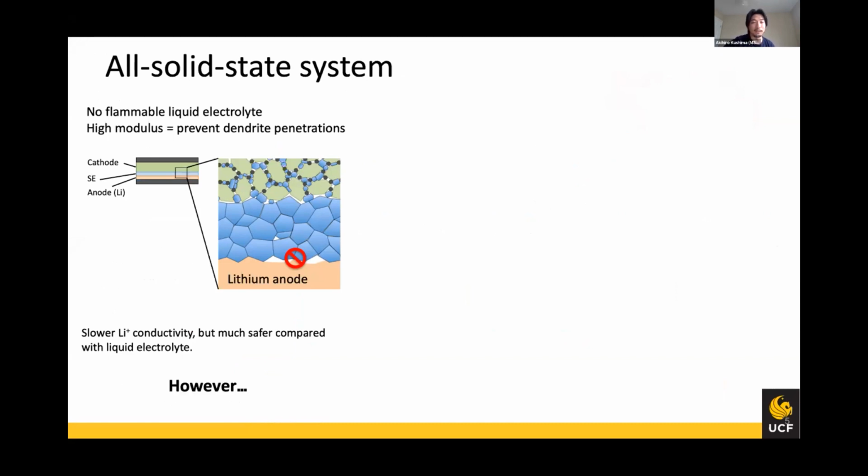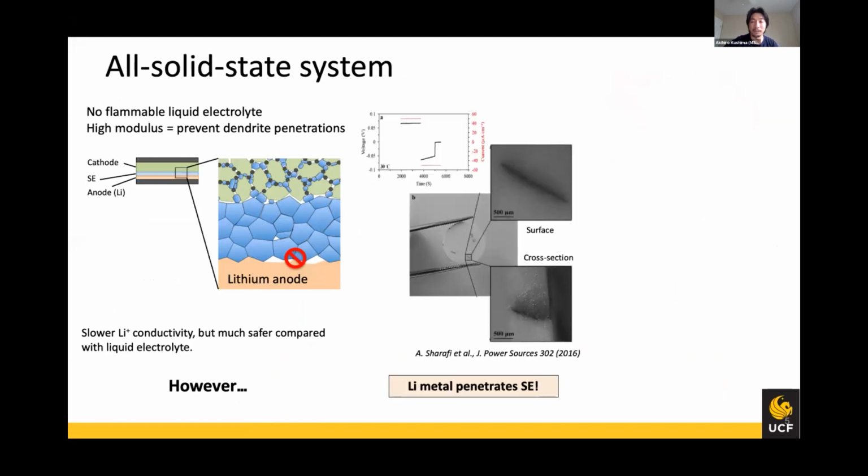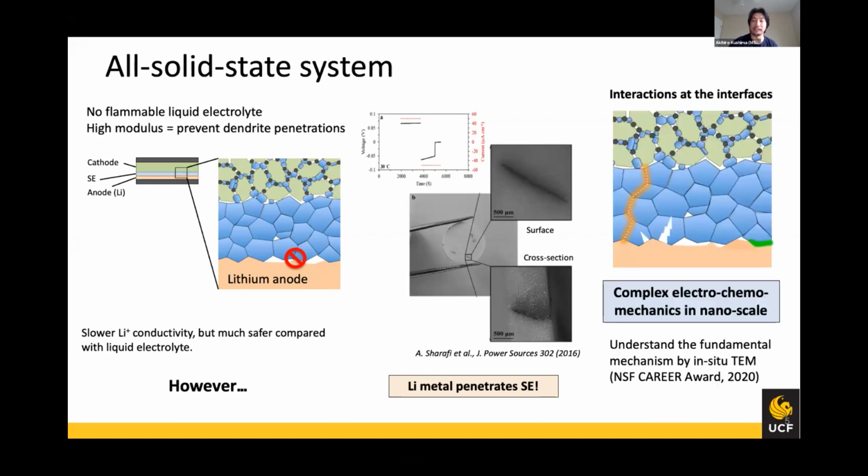But even though you think you're not going to have dendritic penetration, there have been reports saying that dendrites can actually penetrate through this stiff solid electrolyte. So we want to understand why this is happening. What is the method you can use to prevent this?